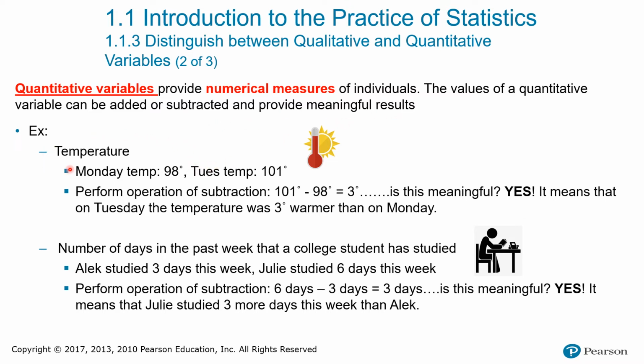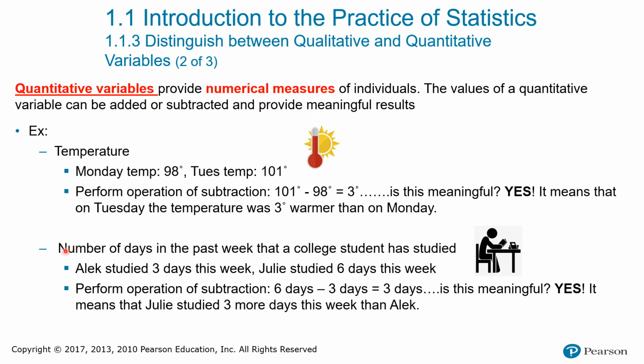So for example, temperature. Well, that's a number, so we should be thinking quantitative. Well, we also need to consider if we add or subtract these values, will we get a meaningful result? For example, if on Monday it was 98 degrees and on Tuesday it was 101, if we subtract those values, we get 3 degrees. Is that meaningful? It sure is. It means that on Tuesday the temperature was 3 degrees warmer than on Monday. It's a meaningful result we can interpret.